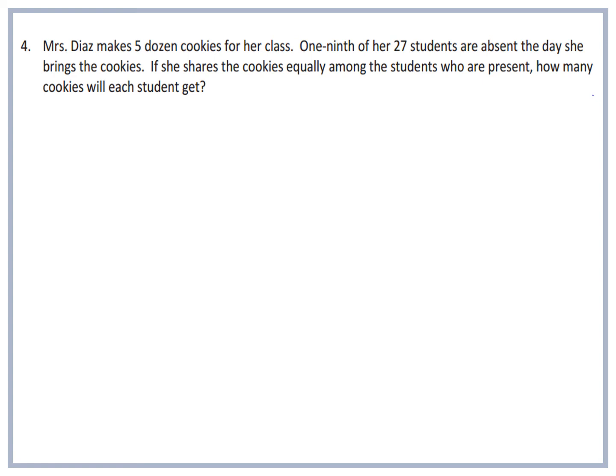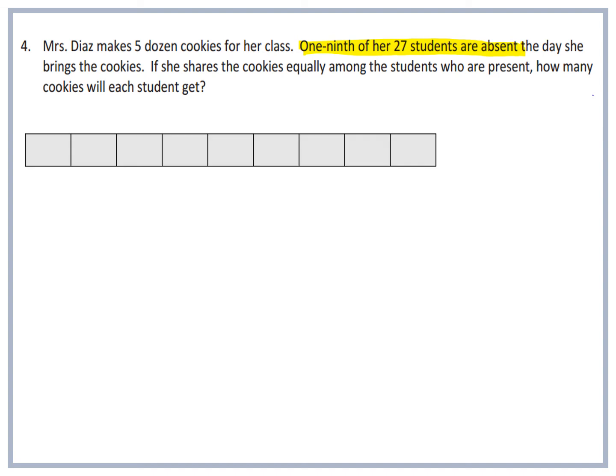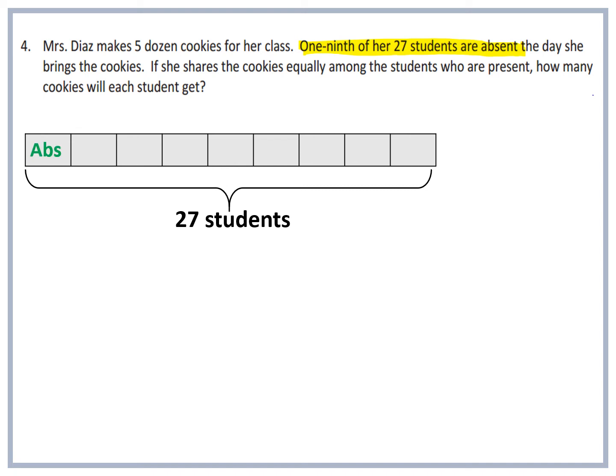I'm going to start with the students in her class, okay? The problem tells me 1/9 of her 27 students are absent. Let's model that in a tape diagram. I'm going to draw a tape diagram that is split into 9. That way I can show that one of those 9 were absent scholars and the remaining 8 of the 9 were present scholars. So her whole is 27 students. Again, 1 out of 9 is absent, and the remaining 8 units are present.